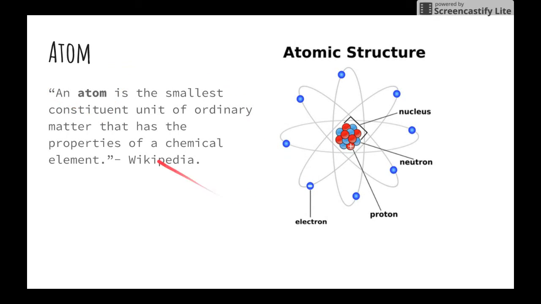Now, what is an atom? The definition from Wikipedia is that an atom is the smallest constituent unit of ordinary matter that has the properties of a chemical element. Now, yes, that's pretty much the term. So, the smallest unit of matter that retains the chemical properties of an element. And this is the atomic structure, so you see how it looks. And pretty much, if we take a gold coin, so I mentioned gold as an element earlier.